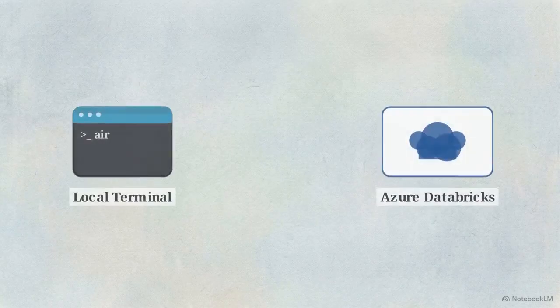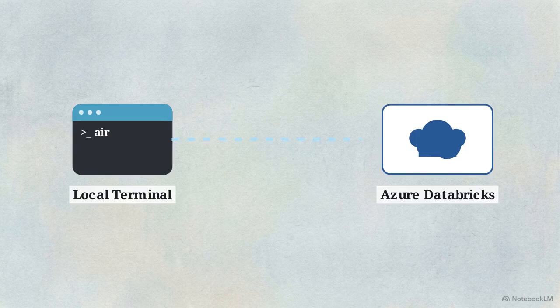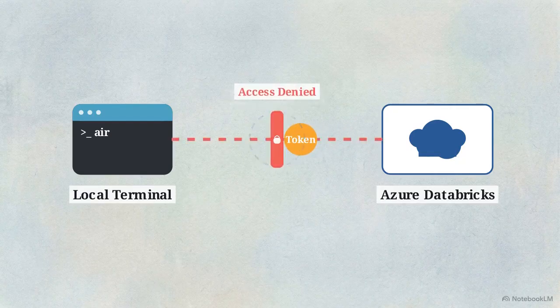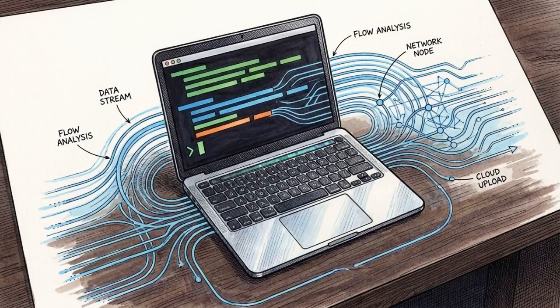Your local terminal must establish a secure connection with your remote Azure Databricks workspace. During this handshake, an Active Directory token travels back, verifying your identity. If you are missing required permissions, the token is blocked and the handshake fails. When that authentication is successful, your local laptop acts as a direct command center for remote serverless compute.